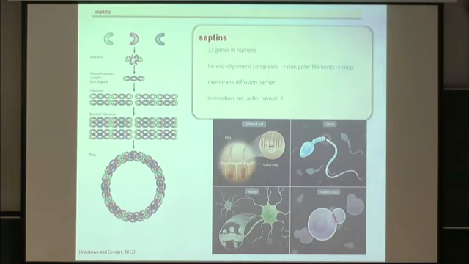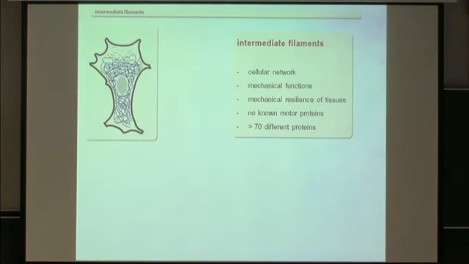But let me come to the intermediate filaments, which is a quite large group of proteins. While actin is simply built by G-actin, or microtubules only by two different proteins, within the intermediate filaments we have more than 70 different proteins in humans. Like actin and microtubules, they also build a cellular network, which is somehow different.